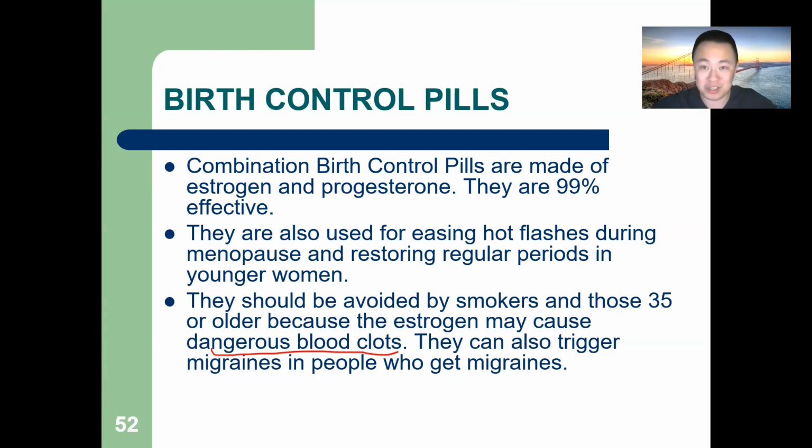So here's another question to add to your notes. What is the danger of having high amounts of estrogen in the body? Okay, and the danger here is blood clots. Okay, blood clots. They can also trigger migraines in people who get migraines.